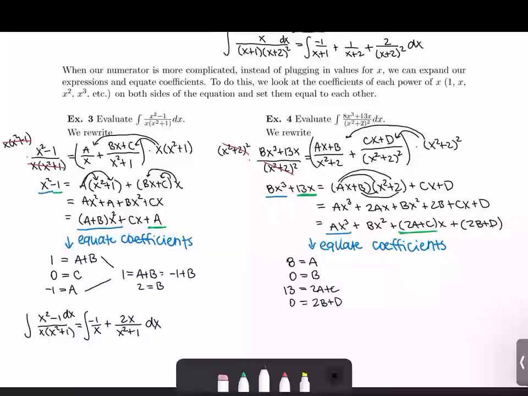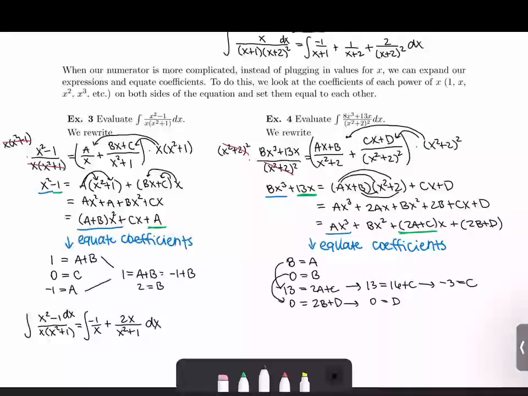So we have 4 equations that we're solving. And so the first 2 already tell us what a and b are. So we can just use those and plug in a to our third equation and plug in b to our fourth equation to tell us how to solve those. So plugging in a equals 8 makes our third equation 13 equals 16 plus c. And subtracting 16 from both sides is going to tell us that -3 equals c. Next, plugging in b equals 0 into our last equation is going to just tell us that 0 equals d.